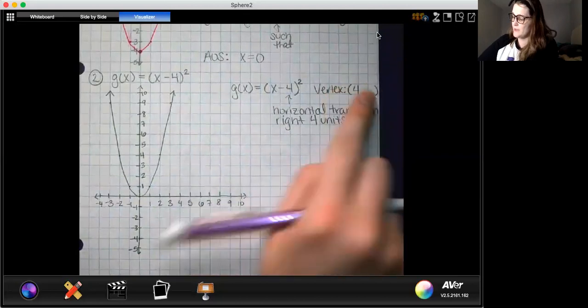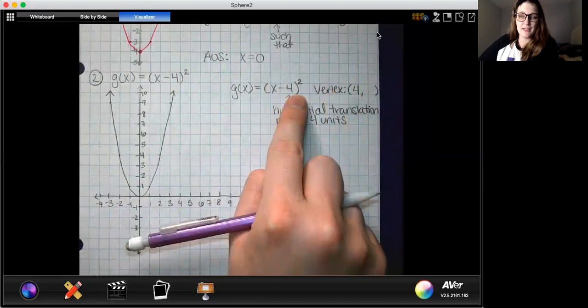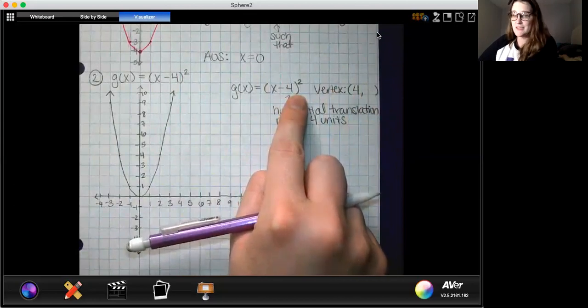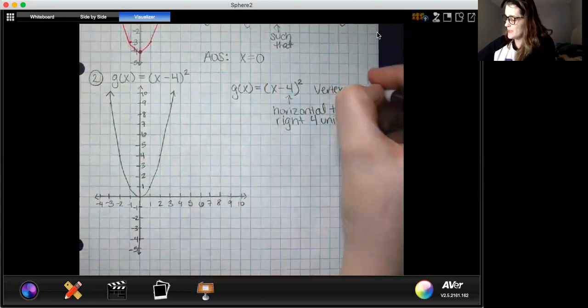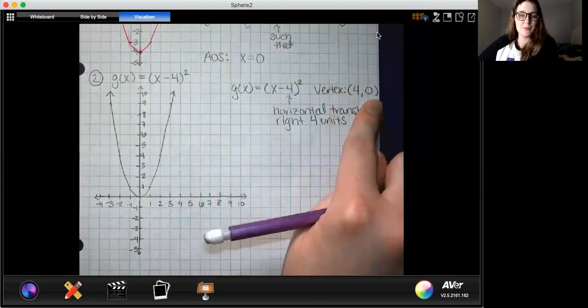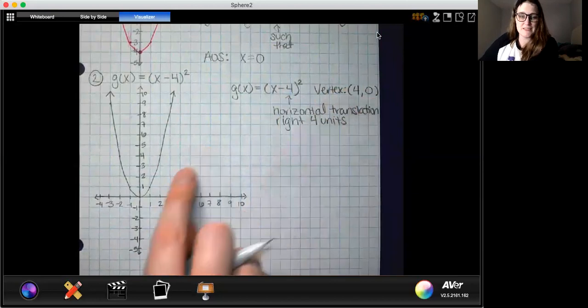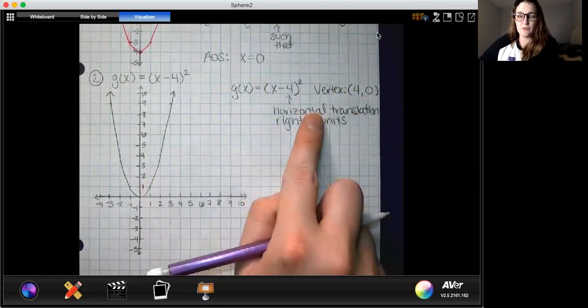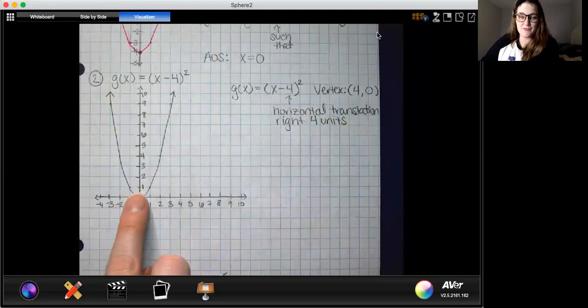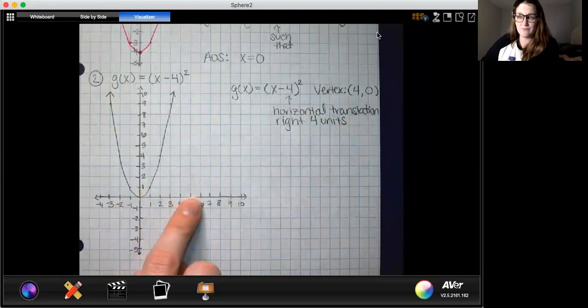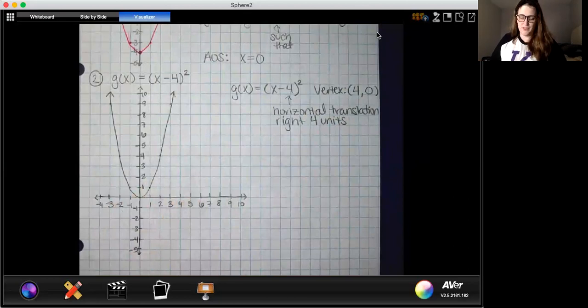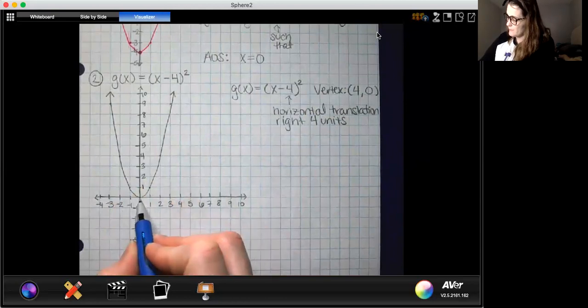Now, my k value would be anything on the outside, added or subtracted. And since I don't have anything, that means I'm adding 0. So my vertex is (4, 0), which makes sense because my parent function is (0, 0). So if I'm moving to the right 4 units, that means my x value would move to the 4. So let's see what happens when we move our graph to the right 4 units.